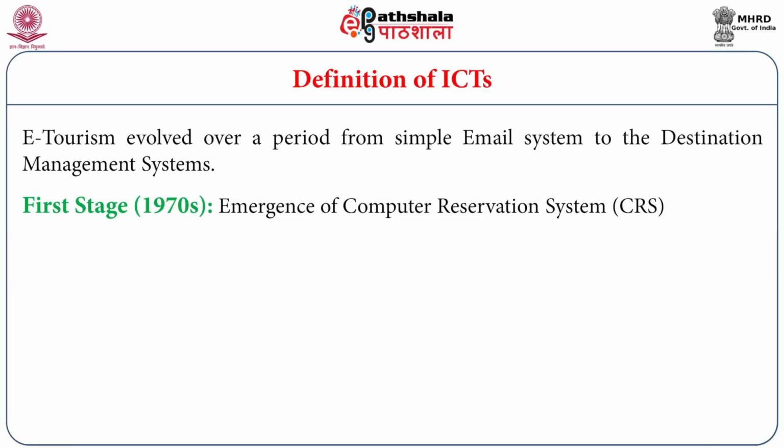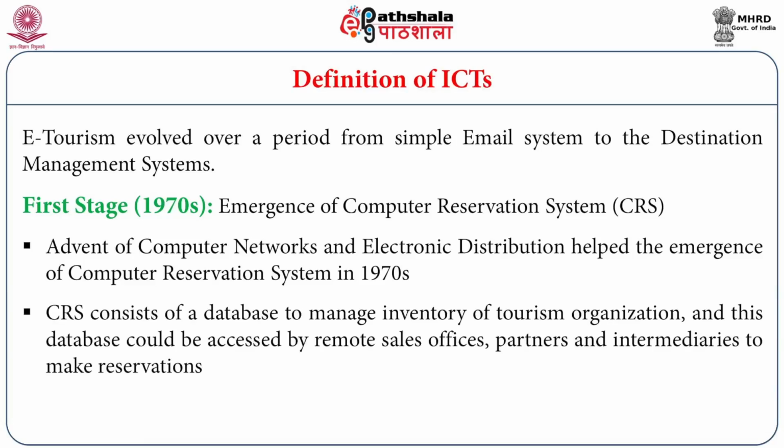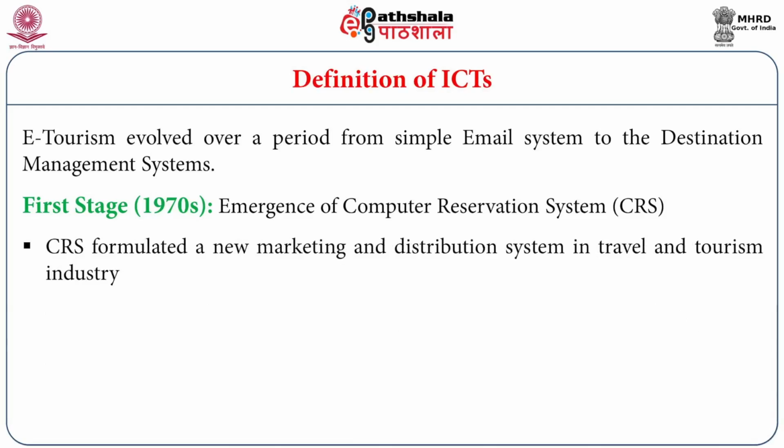The first stage, as mentioned, happened during the 1970s. It is where the computer reservation systems, popularly called CRS, emerged. Advent of computer networks and electronic distribution helped the emergence of computer reservation systems in the 1970s. CRS consists of a database to manage inventory of a tourism organization, and this database could be accessed by remote sales offices, partners and intermediaries to make reservations. CRS formulated a new marketing and distribution system in the travel and tourism industry.